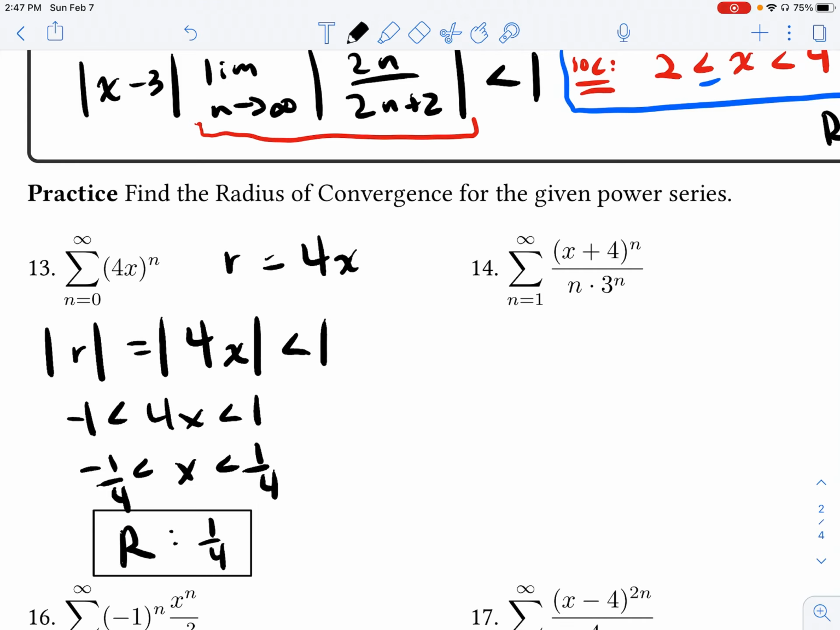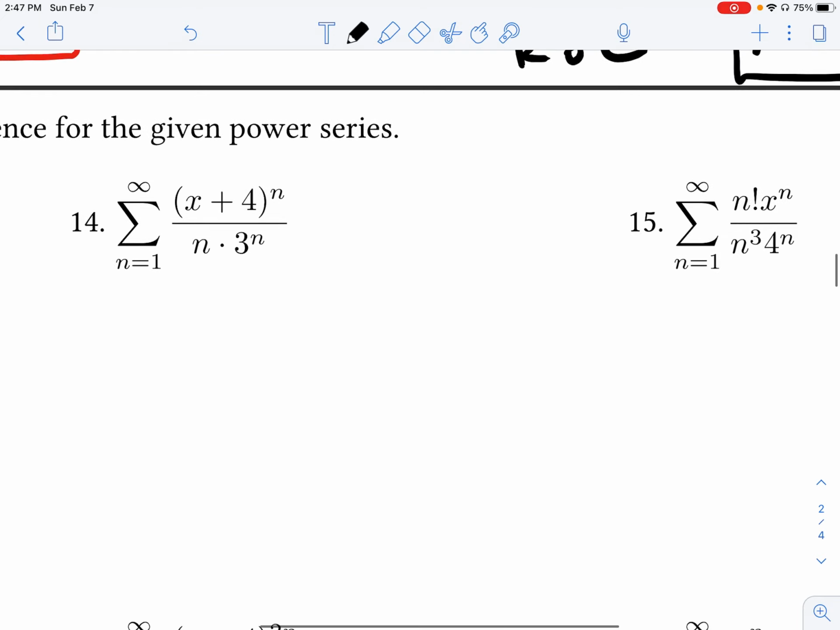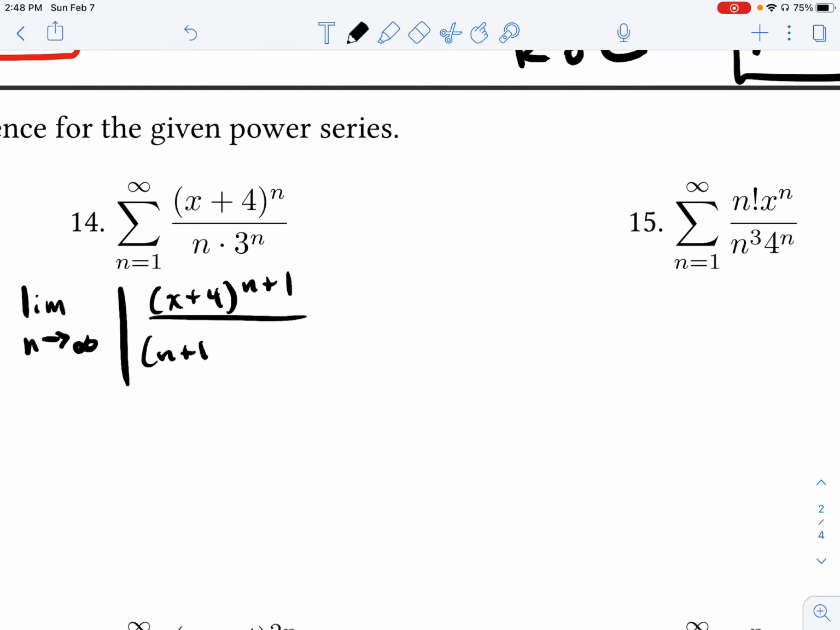All right, now let's do something that's a little bit more in line with what we discussed today. Let's try number 14. So for number 14, we're going to apply the ratio test. The limit as n approaches infinity of (x plus 4) to the n plus 1 over (n plus 1) times 3 to the n plus 1, times the reciprocal of a sub n, so n times 3 to the n over (x plus 4) to the n.